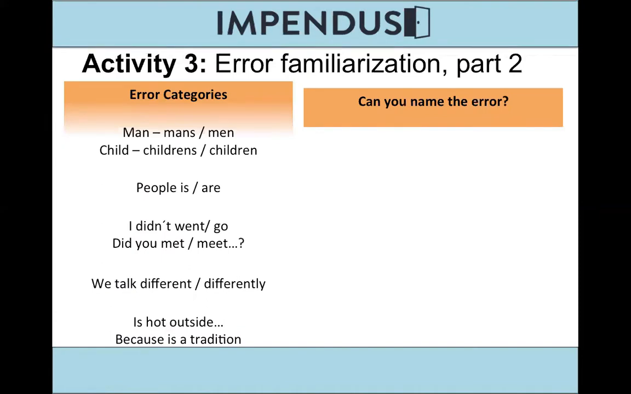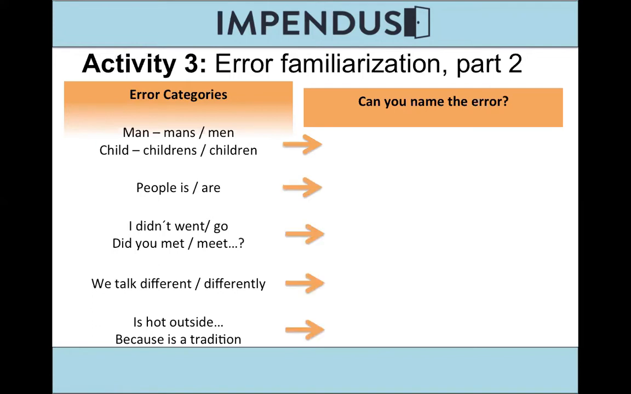Here, in the final section, we're going to look at some more error familiarization. On the left, you'll see some error categories. Man, man's, men; child, children's, children. People is, an are. I didn't went. Did you met? We talk different. Is hot outside. Because is a tradition. Can you name these errors?